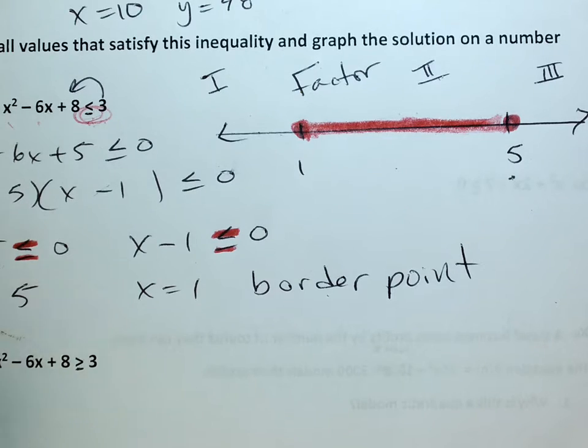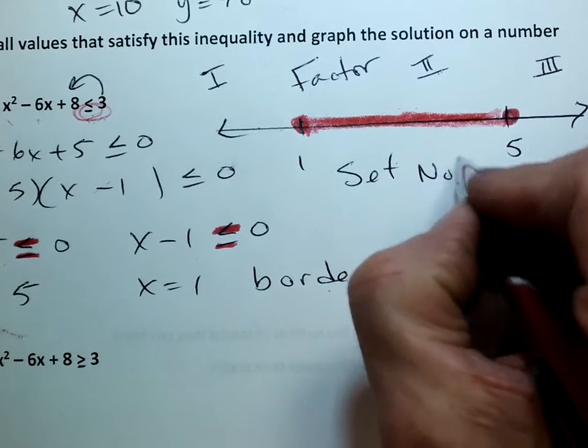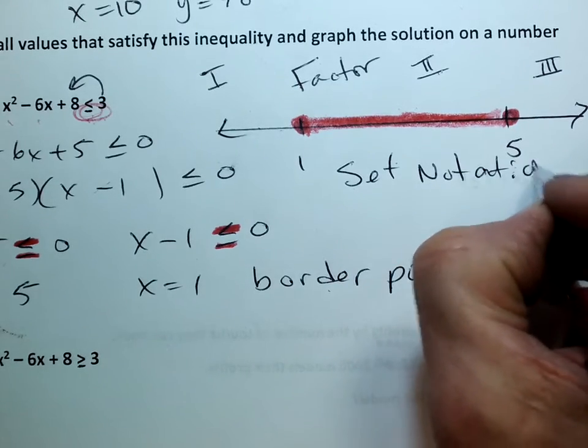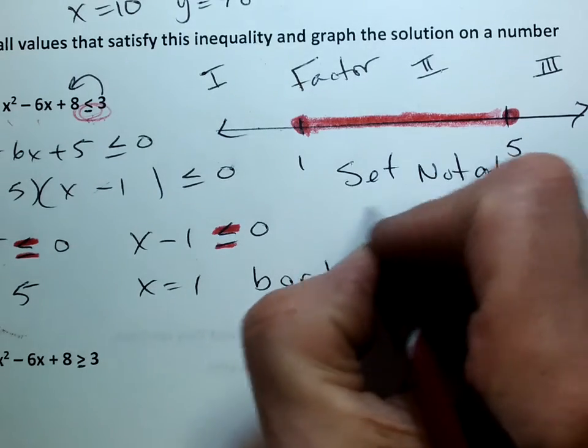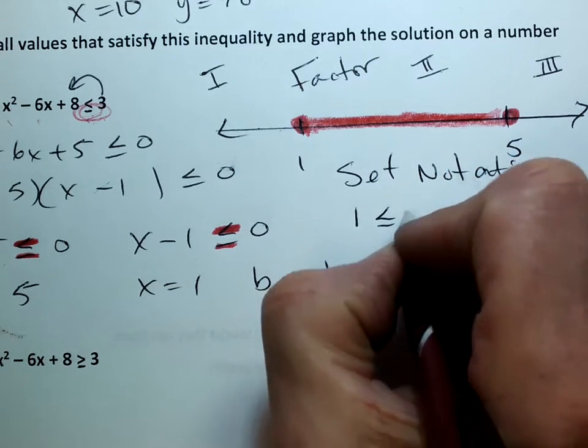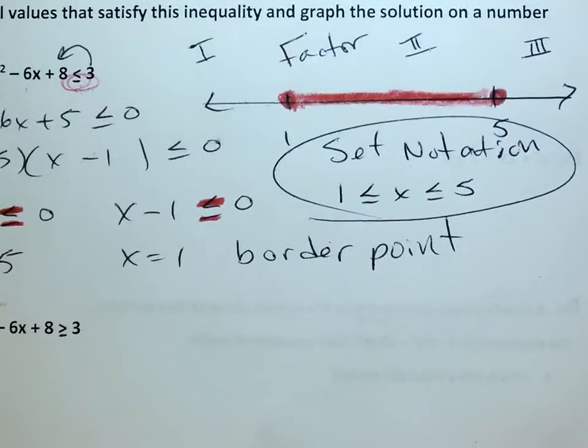Now, there are two other ways to write this. One is in set notation. Is that what this is, or is this new? Set notation is going to be like this: 1 is less than or equal to x, which is less than or equal to 5. Okay, that's set notation.